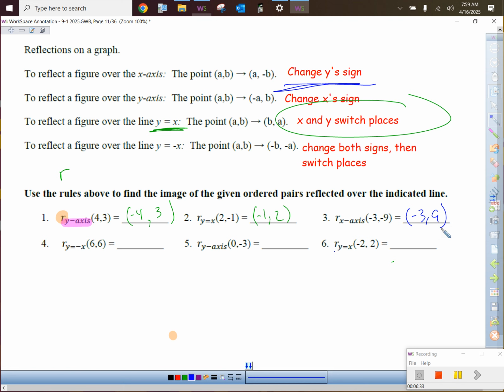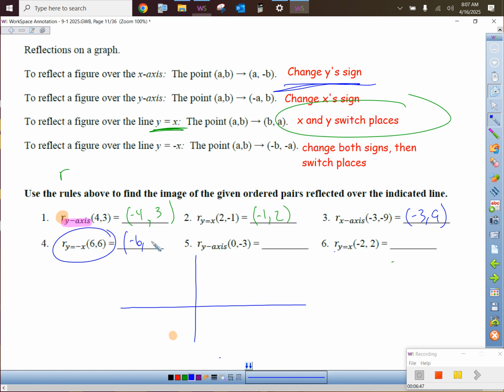Why don't you pause the video and try 4, 5, and 6. To reflect over the line y = -x, I should change both signs, then switch places. It's kind of weird that it's still -6, -6, even though they switched places in that case. And then I'm going to skip number 5 and come back to it. What did we get on 6 if I reflect -2, +2 over y = x? Yeah, they just changed places. But what the heck happened on number 5?